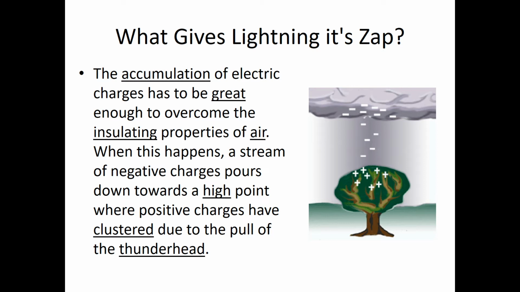The accumulation of electrical charges has to be great enough to overcome the insulating properties of air. When this happens, a stream of negative charges pours downward toward a high point where positive charges have clustered due to the pull of the thunderhead.